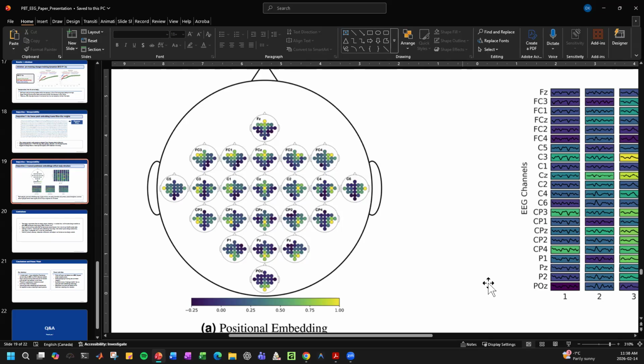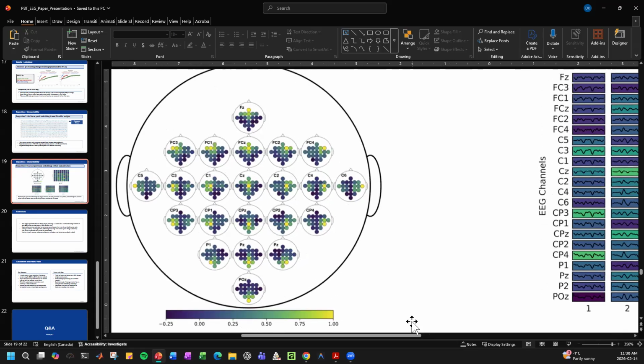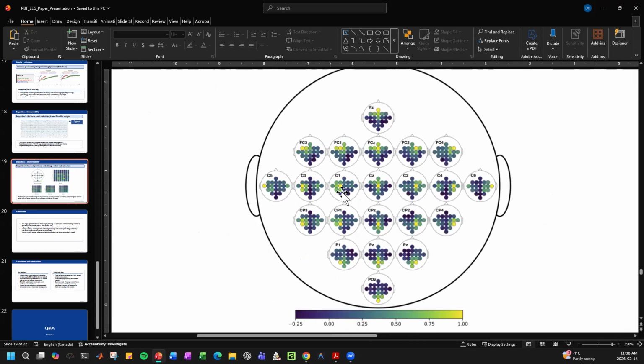The second really interesting thing that they saw was with this central chain. So if you focus on CZ, C1, C2, C3, C4, C5, C6, there's basically a symmetric pattern happening here. If you look at C1 and C2, the positional embeddings are really symmetric to one another. Same for C3 and C4. And finally, for C5 and C6, ignoring the yellow dot, the rest of the embeddings appear to be really symmetric to one another.